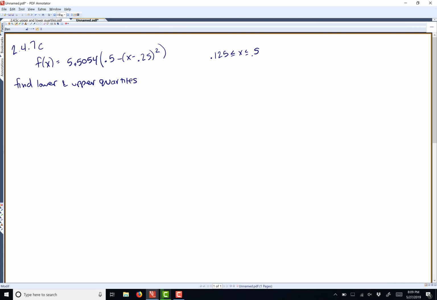Okay. Let's see. So to find lower and upper quartiles, we need to find our CDF first. So before I even do that, I'm going to try and simplify and expand. So first, let's simplify and expand f of x. So 5.5054 times 0.5 minus, let's see, x minus 0.25 squared.